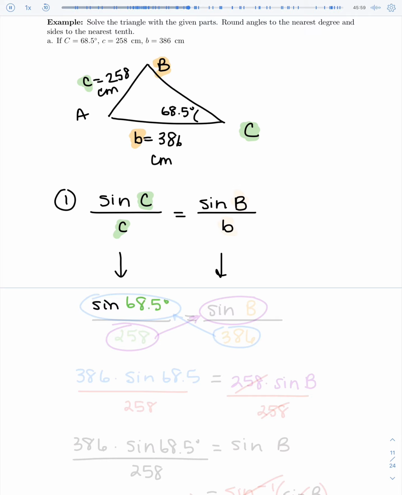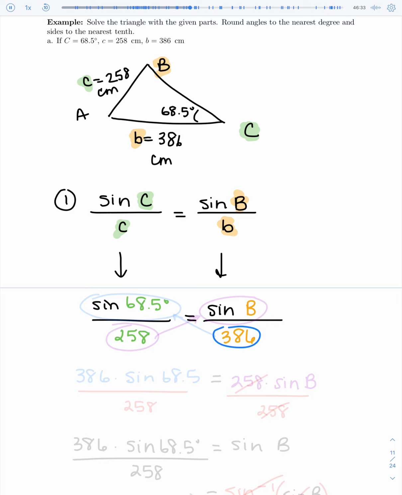68.5 degrees was angle C, divided by side C, which they gave us was 258, equals sine of B. We don't know what B was, so we'll leave that blank, over side B, which we did know. We did not know angle B, but we do know side B. It is 386 and was given to us in the original problem. So let's figure out what angle B is by doing some cross multiplying.